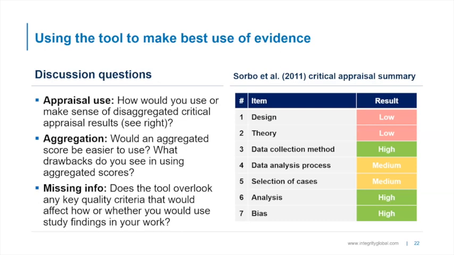So looking at this example, you have design low, theory low, data collection method high, all of these. What is the effect of those grades on what you can and cannot rely on in the study, right? So what does it mean to me if I have a study that has high reliability data collection method, but a low design or theory? What are the use cases that I should be careful about? What are the use cases that are probably okay, right?